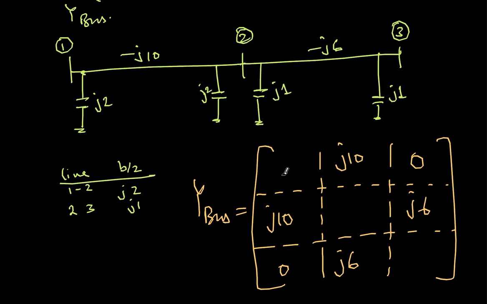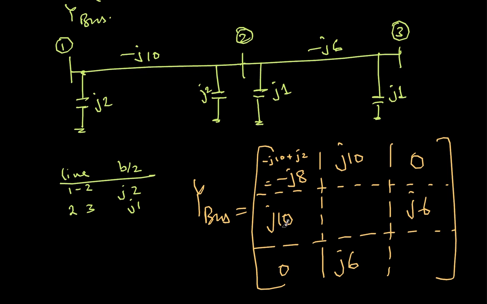Now coming to the first one, it will be minus of J10, then I'll have plus J2. So this is the difference. So finally I'll get the value. So let me just write it neatly here. Minus J10 plus J2. So finally the value will be minus J8.